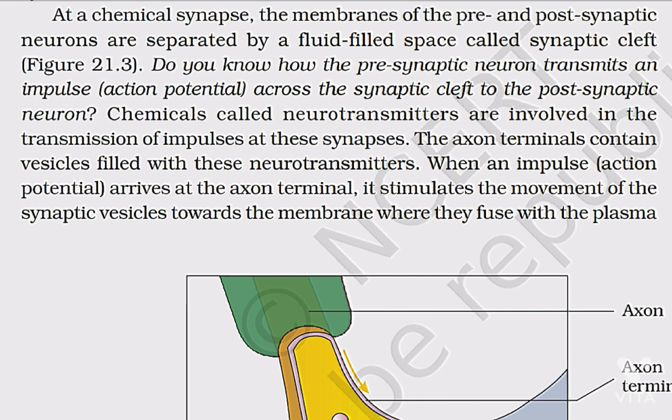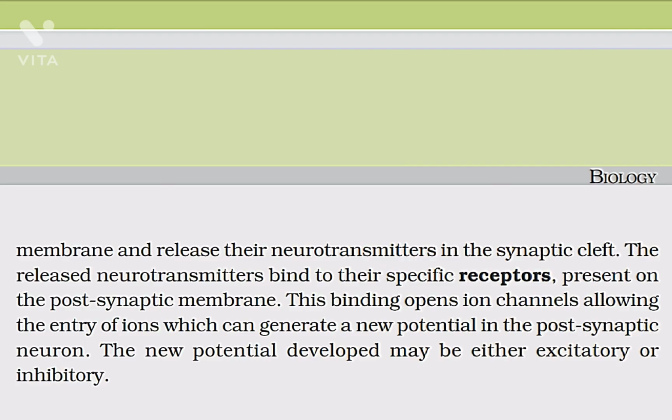When an impulse (action potential) arises at the axon terminal, it stimulates the movement of the synaptic vesicles towards the membrane where they fuse with the plasma membrane and release their neurotransmitter in the synaptic cleft. The released neurotransmitter binds to its specific receptors present on the postsynaptic membrane. This binding opens ion channels, allowing the entry of ions, which can generate a new potential in the postsynaptic neuron. The new potential developed may be either excitatory or inhibitory.